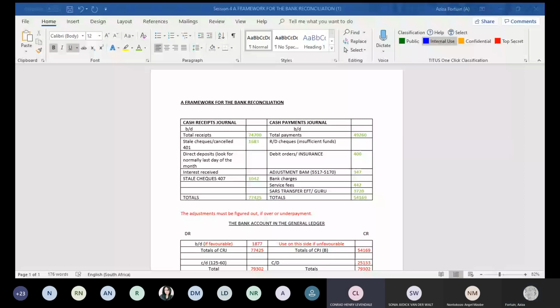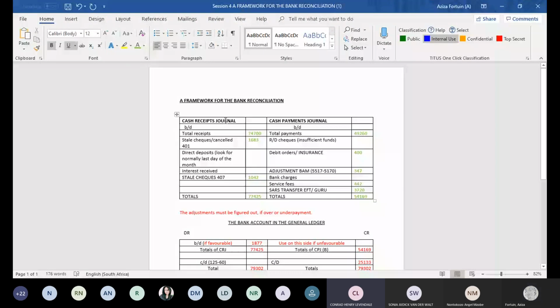Just with regards to checks 401 and 407, seeing that they are both stale checks, are they both stale? Why aren't they together? Because I see stale checks there and a stale check at the bottom. Shouldn't they be together? Oh, I never had space. I never had space, so that's why I just did it like that. Any other questions?